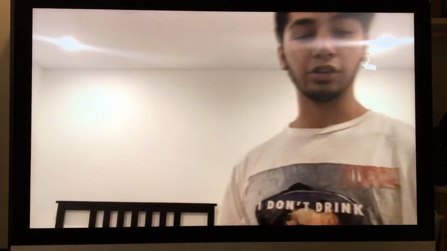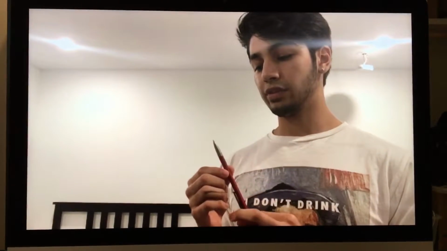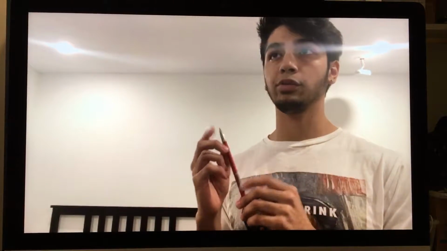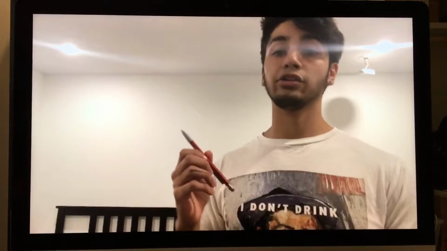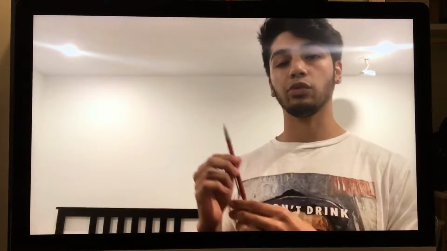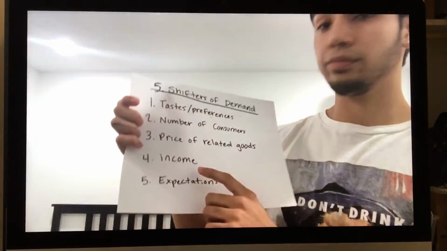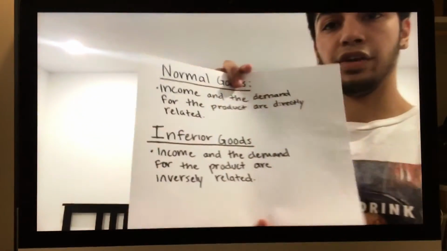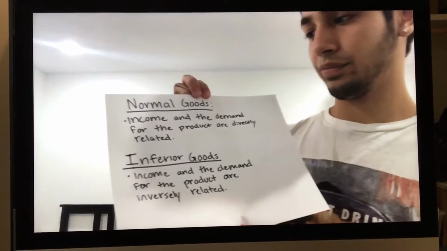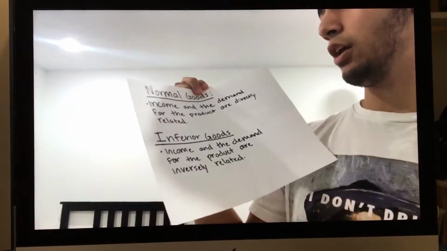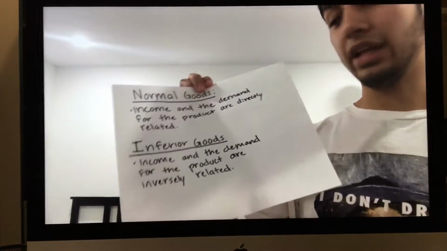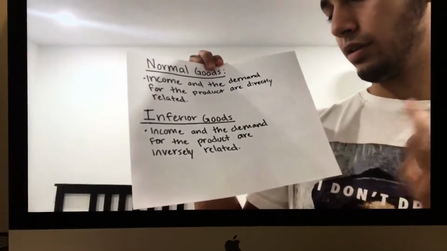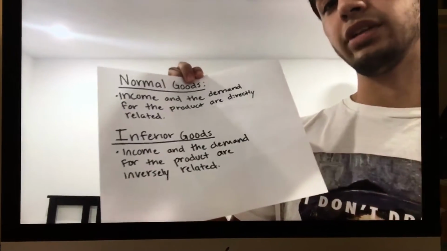And the other factor for this shifter is complements to a good. So let's say with a pencil, a complement would be paper, and if the price for paper goes down, then the demand for the pencil will go up. And the 4th shifter of demand is income. And income, this is related to normal goods and inferior goods. Normal goods are goods where income and the demand for the product are directly related, and inferior goods are where income and the demand for the product are inversely related.